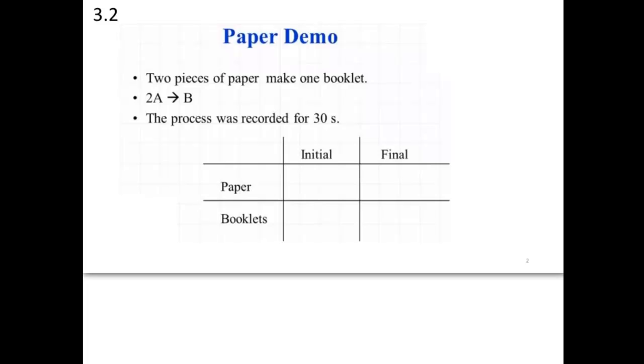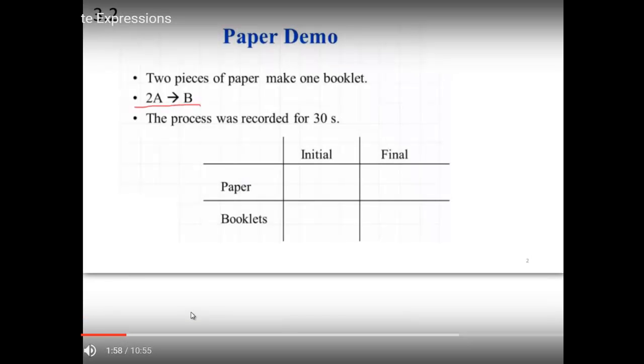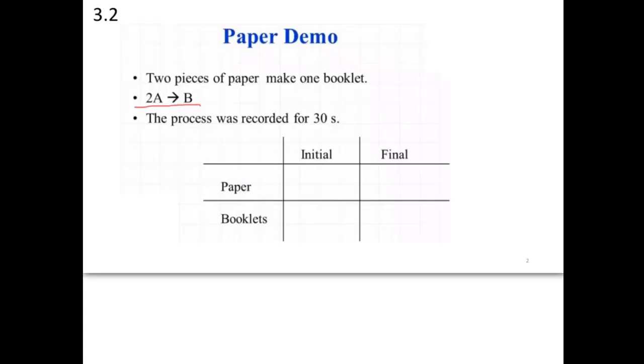Okay, so let's look at the data. So we had 2 pieces of paper that were making 1 booklet. So we could write that as an equation. 2 pieces of paper, let's call them A, make 1 booklet. And we recorded the process for 30 seconds. So let's look at the information that we have. So the paper, we started with 18 pieces of paper, and we started with no booklets. At the end, we had 10 pieces of paper, and we had 4 booklets made.